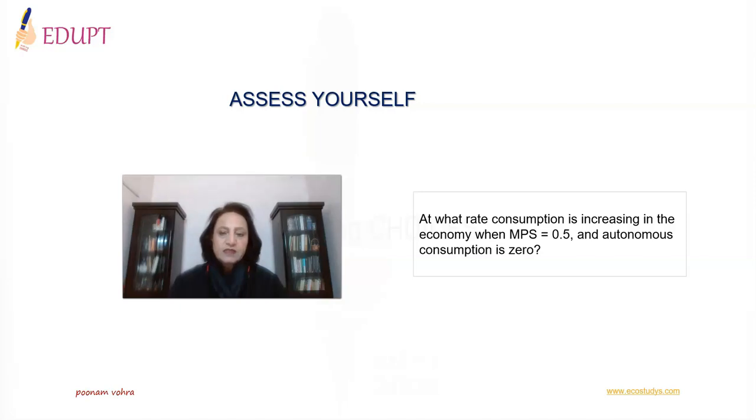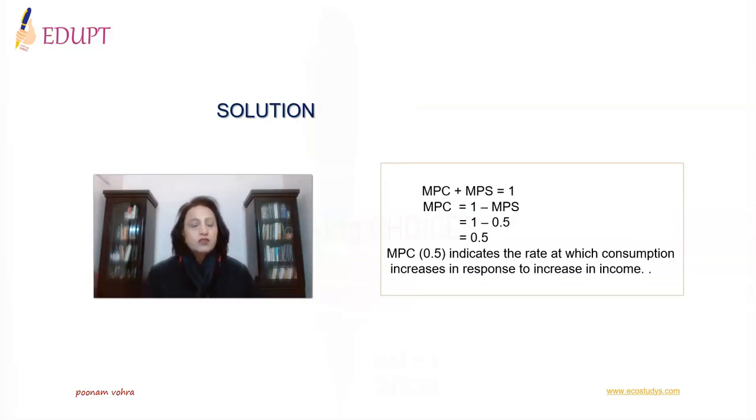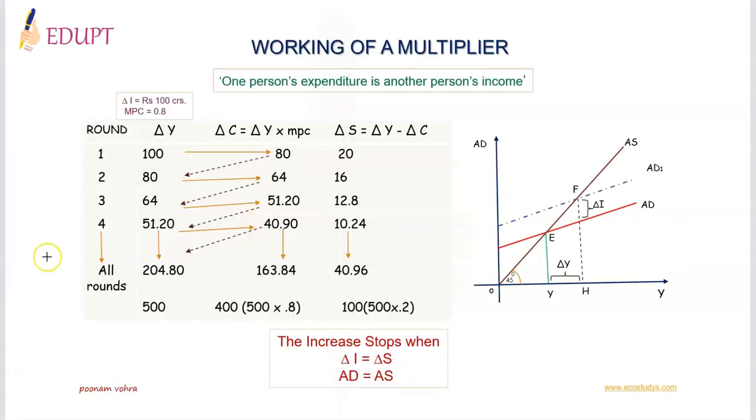At what rate consumption is increasing in an economy when marginal propensity to save is 0.5 and autonomous consumption is 0? It is known to everyone that marginal propensity to save is a counterpart of marginal propensity to consume and is written as MPC plus MPS is equal to 1. MPS is known to us, so one can easily find. Let us understand the working of a multiplier.